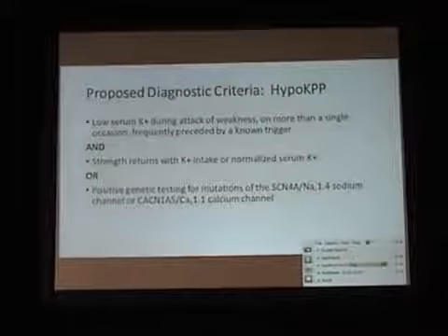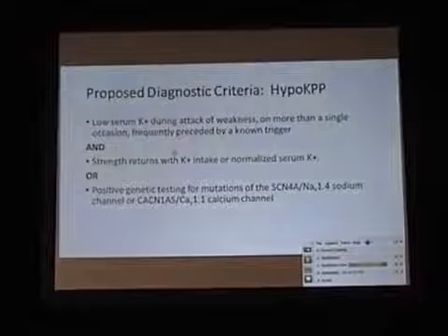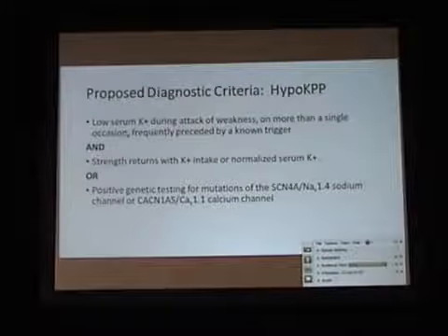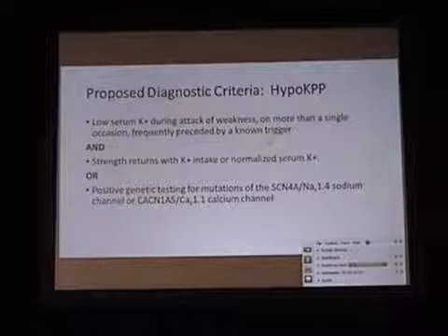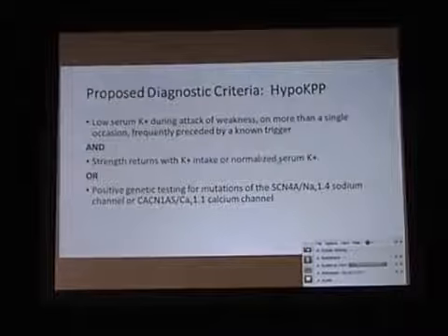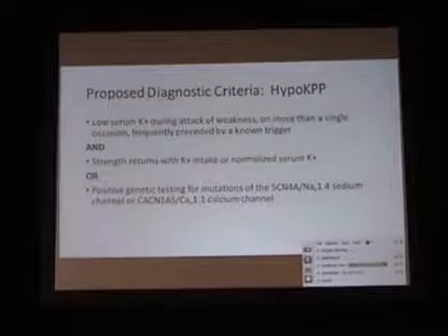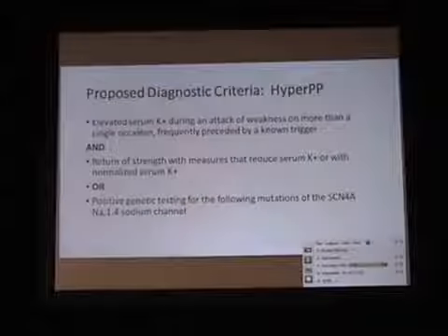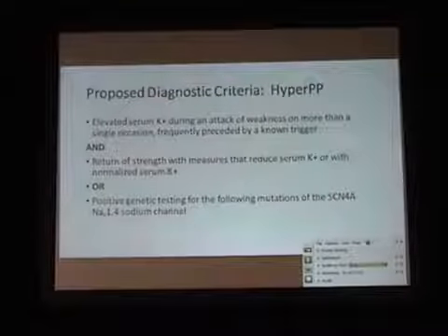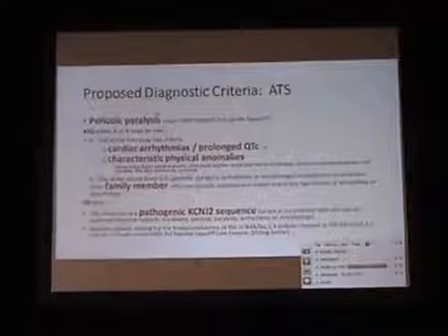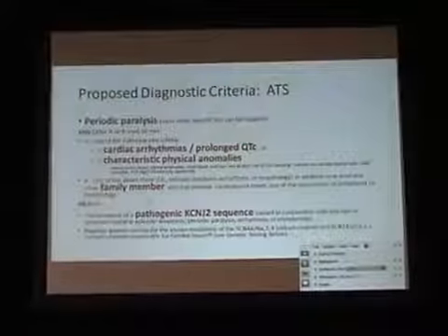So I'll wrap up with proposed diagnostic criteria for hypo. Classically, low serum K during an attack, on more than a single occasion, preceded by a trigger. And the strength should return with potassium intake and normalized potassium. Or you could have a genetic test. For hyper, same deal: weakness with high K, return of strength with normalized potassium, or a positive genetic test. And for ATS: periodic paralysis, cardiac arrhythmia, a family member, or a genetic test.